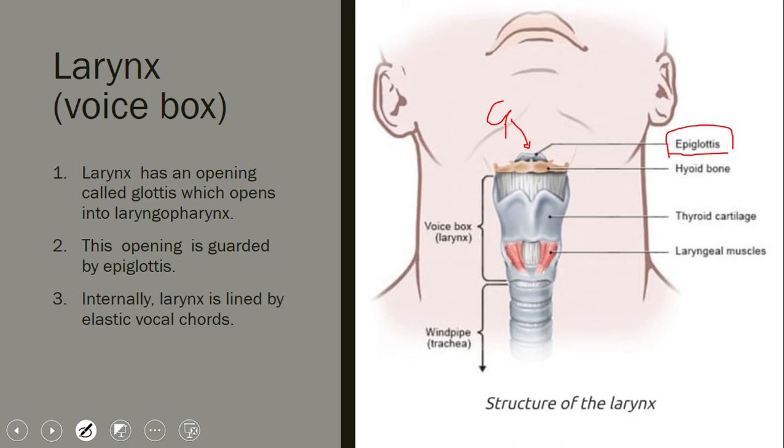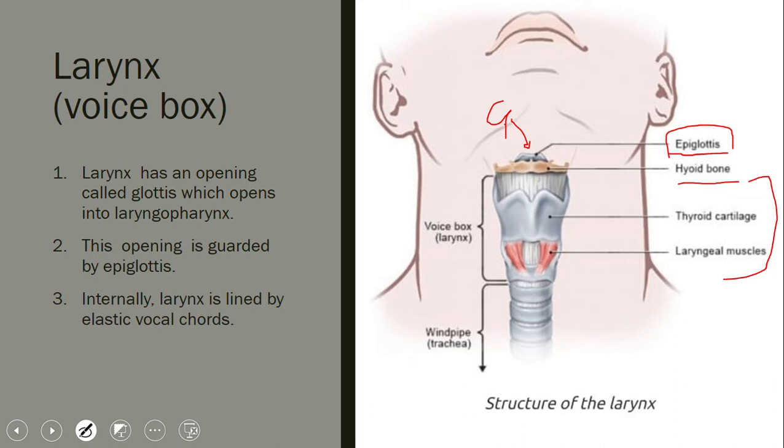Now this larynx starts from the hyoid bone. The hyoid bone is at the base of the tongue. So it starts from the hyoid bone and is present up to the start of the trachea. This is the voice box. It is a hollow tubular structure, made up of cartilage plates, and internally lined by elastic vocal cords.